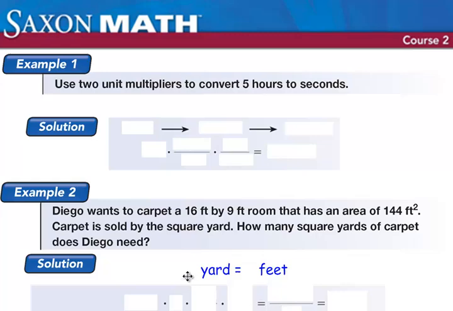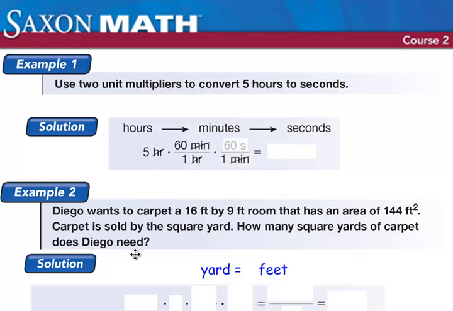So when we think about this, we know we will start with hours, then we must go to minutes, then to seconds. So we will start with 5 hours. We know hours will have to go on the bottom to cancel out our hours, and minutes on the top. We know that there are 60 minutes in 1 hour. Next, we must go to seconds. We know that there are 60 seconds in 1 minute. The minutes have to go on the bottom, so we have 1 minute and 60 seconds on the top.